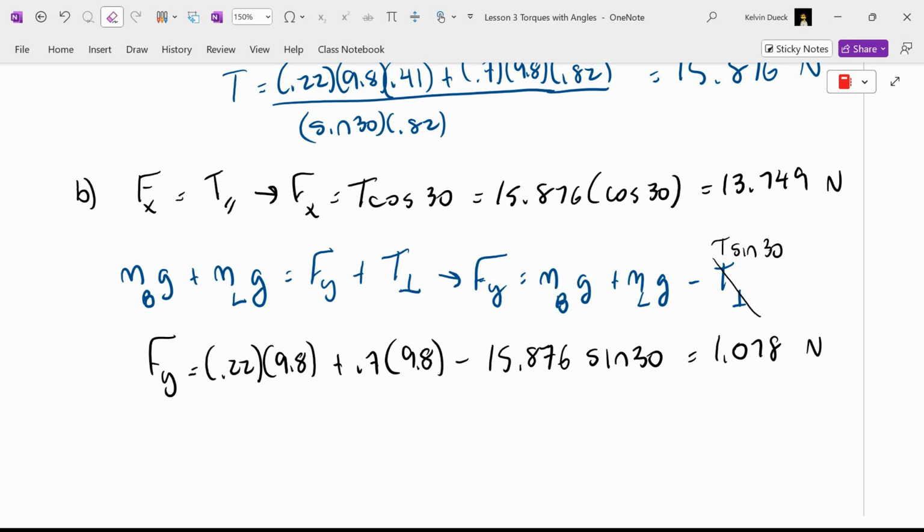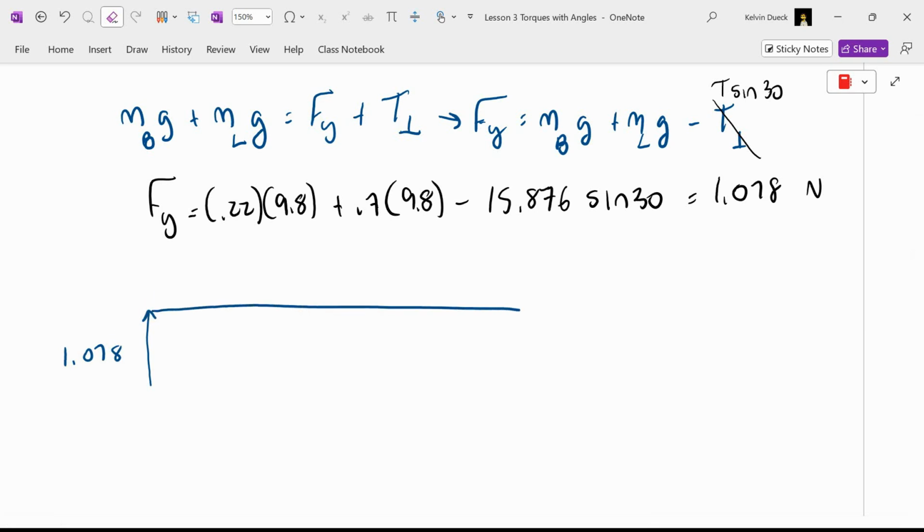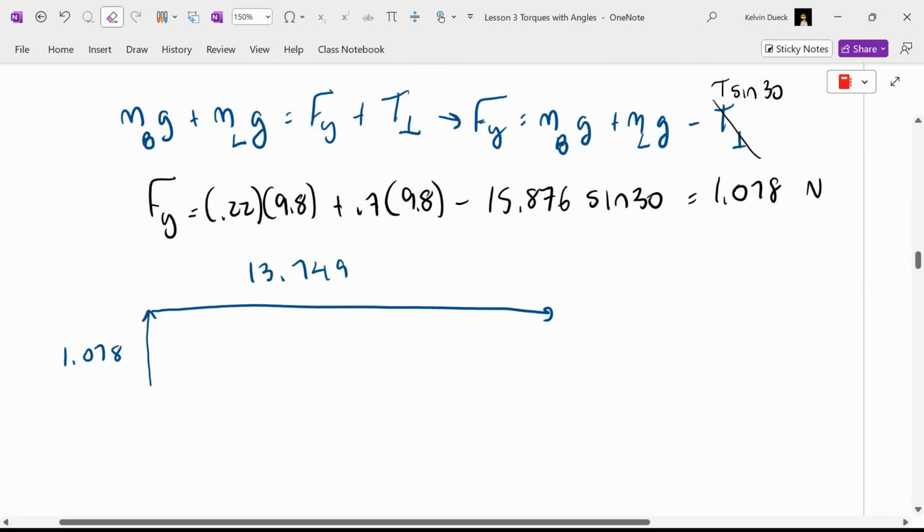13.749 is the sideways component. How could I combine those? How might I draw them, pray tell? So it's going to look like this. We have a short upward component of 1.078. We have a long 13 point, what was it, Mr. Dueck? 749.